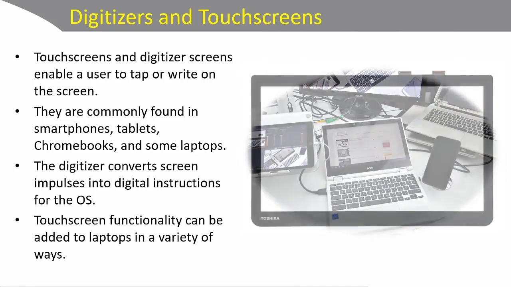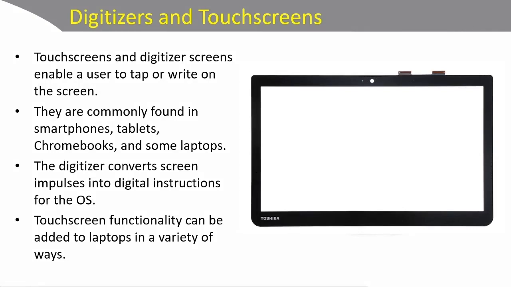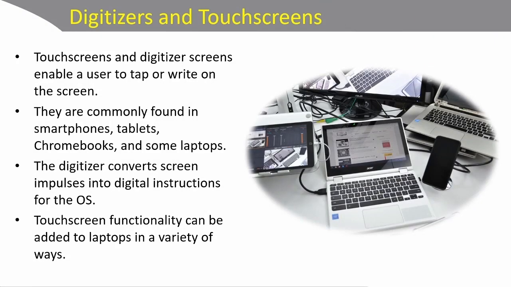Or we could install an overlay on top of the device, which either connects internally or could possibly be USB based. Or we could install a magnetic bar on the bottom that allows for touchscreen capability. And these are usually USB based as well. So let's take a look at a couple of the devices that use touchscreens.